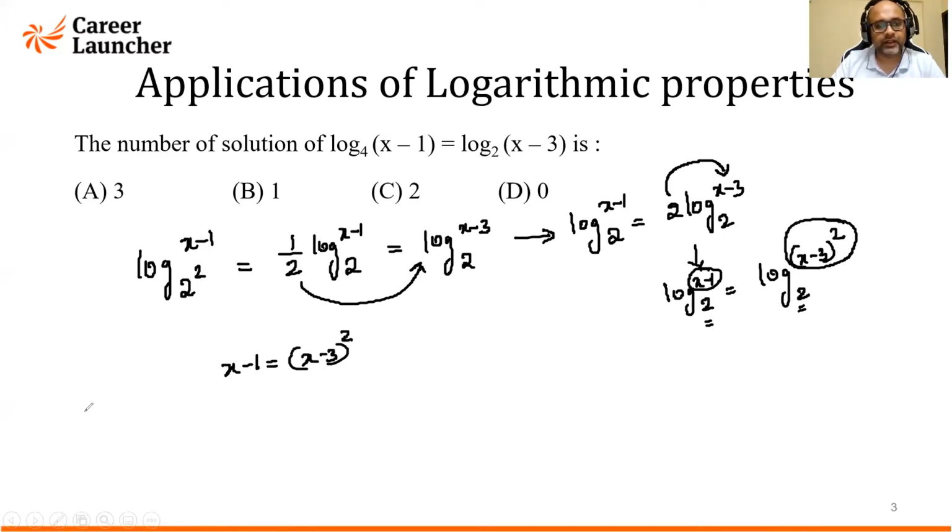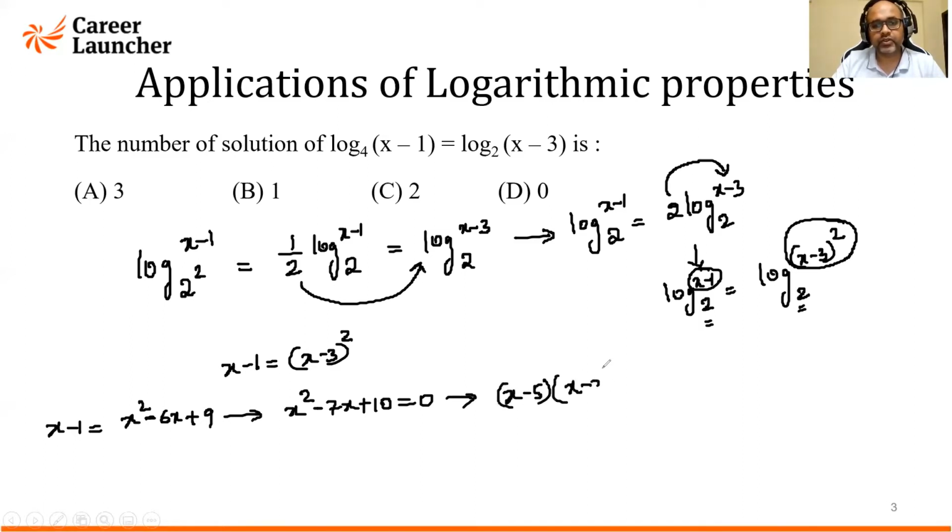So from here I'll get x minus 1 is equal to x square minus 6x plus 9. So if I group the terms together, I'll get x square minus 7x plus 10 is equal to 0. And I can factorize this because 10 is 5 into 2. So I can factorize this as x minus 5 into x minus 2 equal to 0. So I hope you know the basic factorization of quadratic equations.